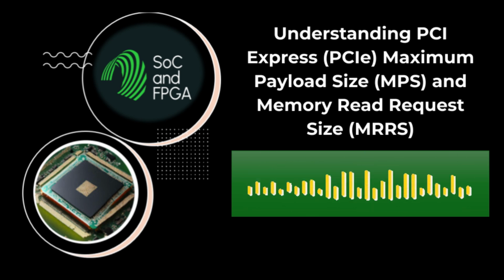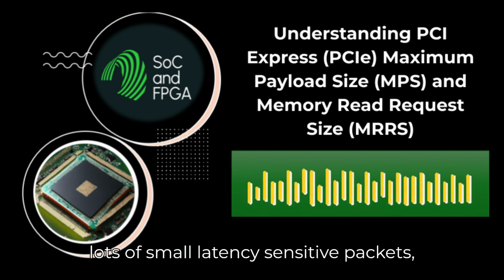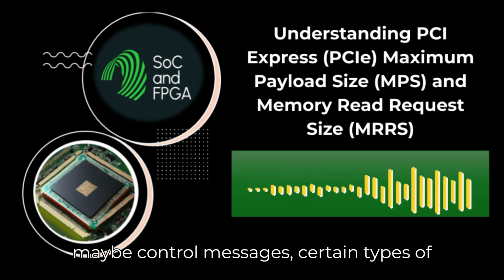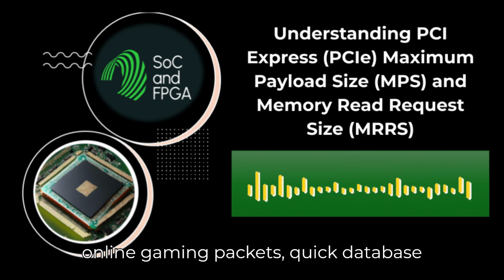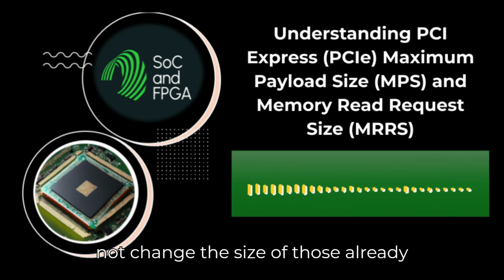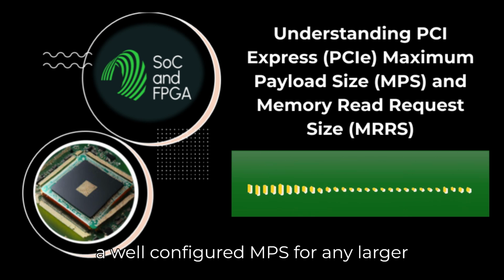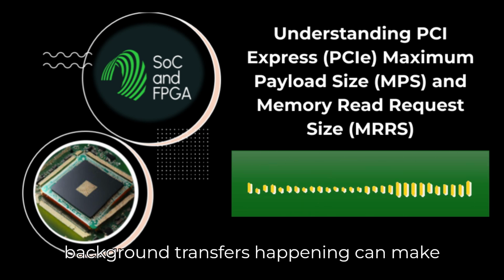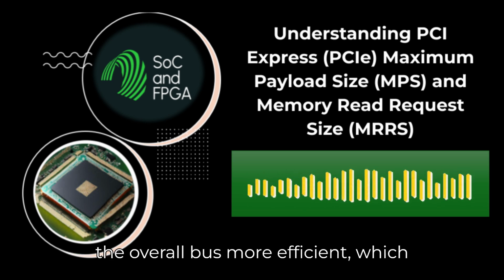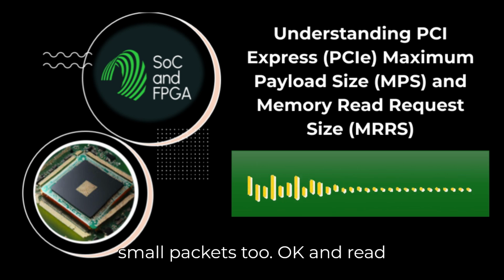Makes sense. Conversely, if your workload is mostly lots of small, latency-sensitive packets, maybe control messages, certain types of online gaming packets, quick database lookups, the MPS setting itself might not change the size of those already small packets much. Right. However, having a well-configured MPS for any larger background transfers happening can make the overall bus more efficient, which could indirectly reduce queuing delays and improve responsiveness for those small packets too.